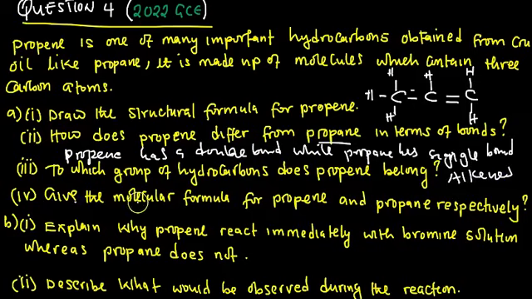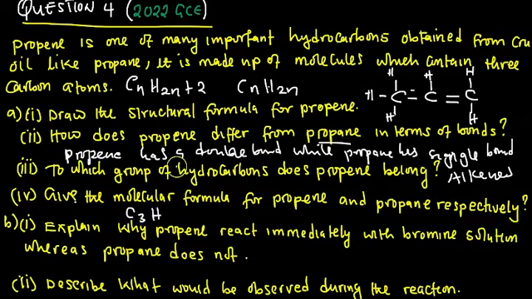Give the molecular formula for propane and propene respectively. Now this one you can derive from their general molecular formulas. This is for propane, this is for propene. For propane you just put a 3 here, since it's 3 carbons. Therefore propane is C3H, 3 multiplied by 2 is 6, plus 2, 8: C3H8. Then for propene, since it has 3 carbons, from this formula, C3H6. So this one is for propene.